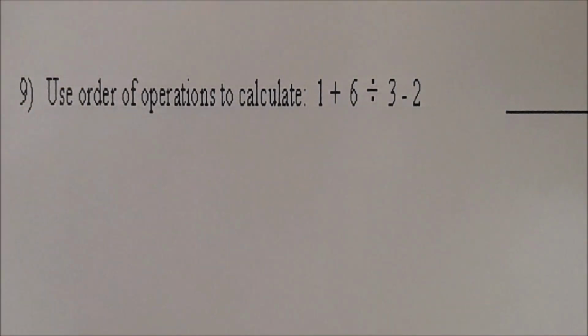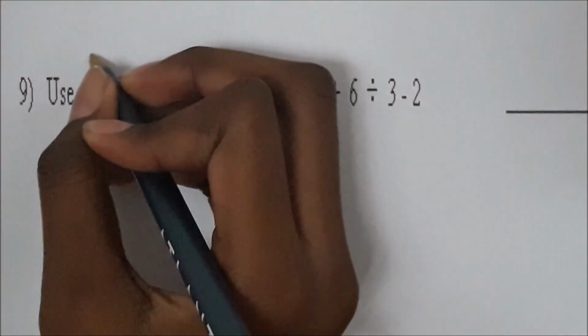Use the order of operations to calculate 1 plus 6 divided by 3 minus 2. Use order of operations to calculate it. Write it again and then let's start to work it. What are you going to work it with? PEMDAS. Right at the top.